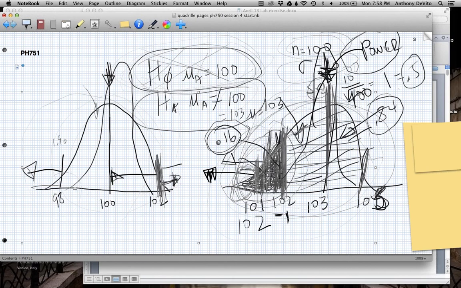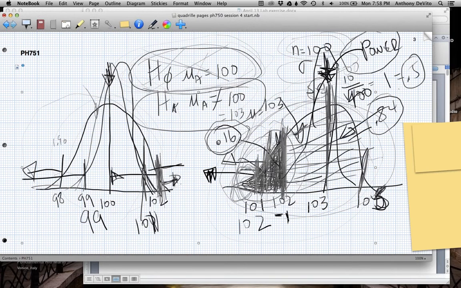So my normal distribution, if the null hypothesis is true, right, my 2 standard deviations to the left and 2 standard deviations to the right is going to be 99 to 101. It's going to be narrower. All I have to do is prove that the real distribution is bigger than 101, not 102, because of the sample size, or smaller than 99.